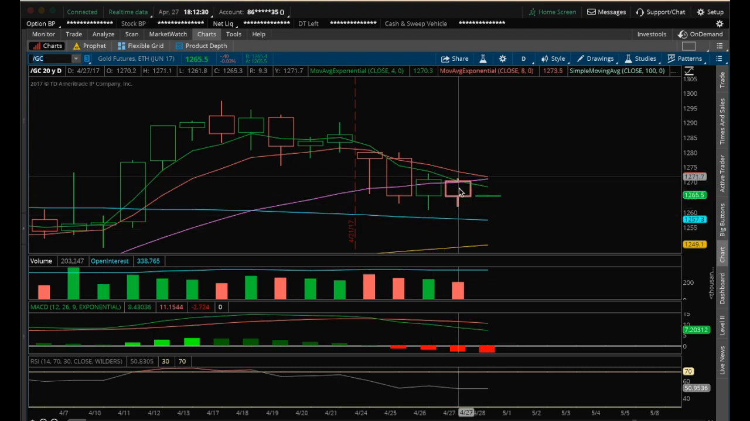Inside candle again is when the high and the low of the candle are within the previous day's high and low. So a break above 1271.10, the high of today, would be a bull break. 1261.80 would be a bear break. The close is important, so if we break above 1271.10 or break below 1261.80 and aren't able to stay above or below that by the close, then the inside candle was no longer in play.